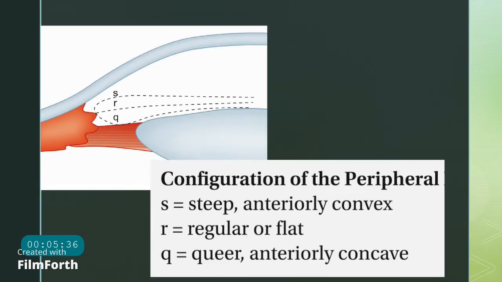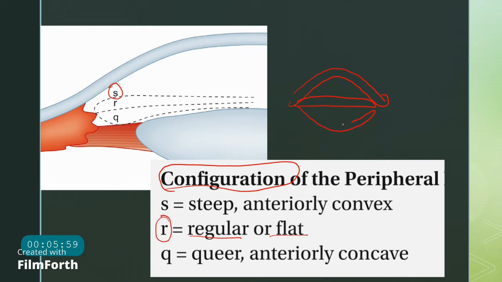Then we have the configuration of the peripheral iris. So the iris configuration could be like this. The iris could be convex. Such a convex iris is called a steep iris, represented by the letter S. Or the iris could be flat like this. That is called a regular iris or flat iris, represented by the letter R. Or the iris could be like this, square. It is called the square or Q, and it is a concave iris like this. So based on whether it is steep, regular or square, we can represent it as S, R and Q.